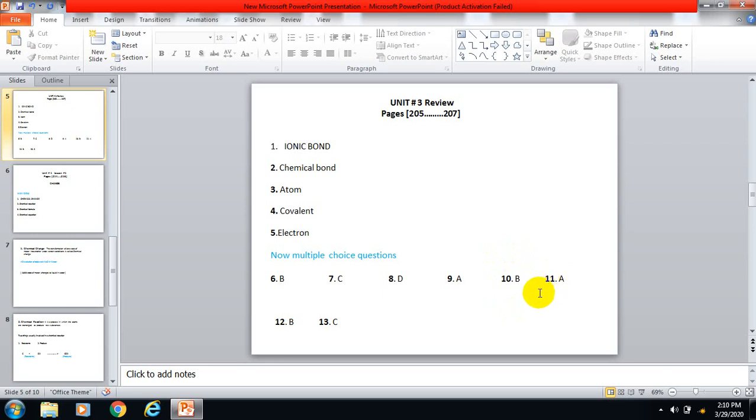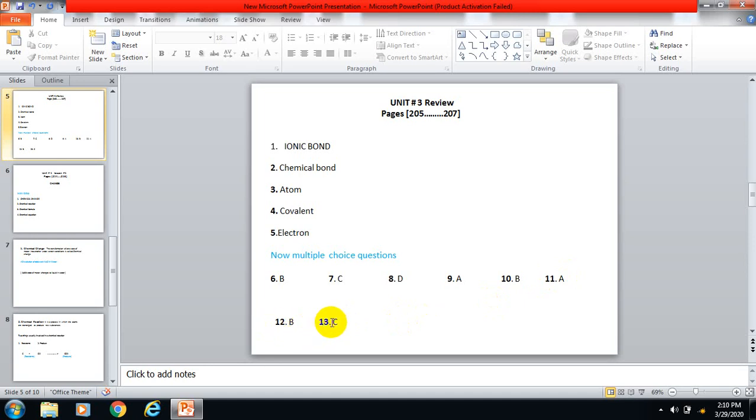Come to the 11th option: what must happen for an ion to form? The option is A, correct. An atom must gain or lose electrons to form an ion. For the 12th, the periodic table is arranged in columns and rows. What are the columns and the rows of the periodic table called? The answer is B, groups and periods. Remember, the B option.